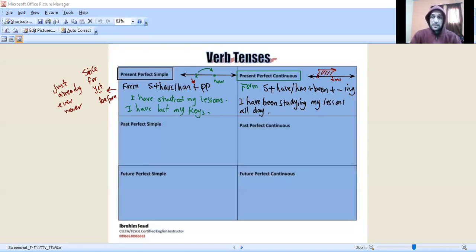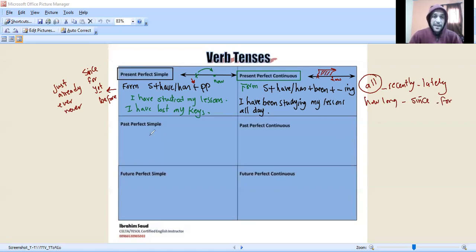Now let's talk about the present perfect continuous words. We have all, okay, it's the most famous, and we have recently, lately. We have the question word, how long, and we can use since and for.